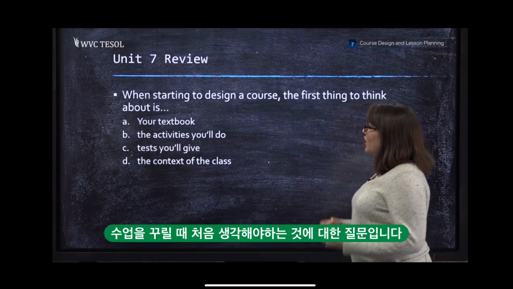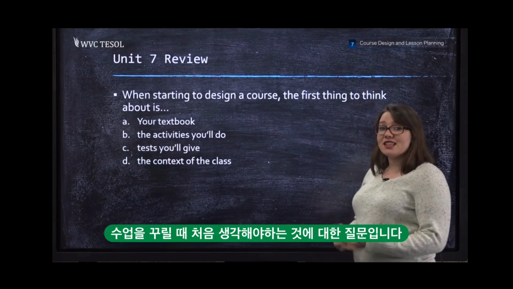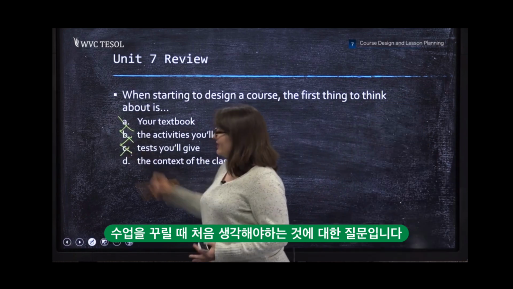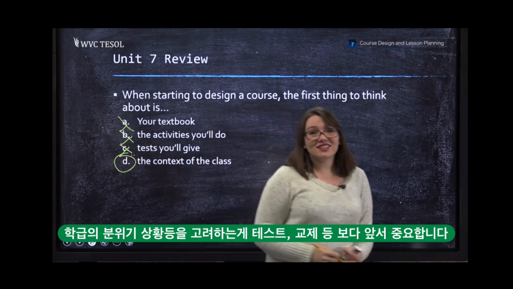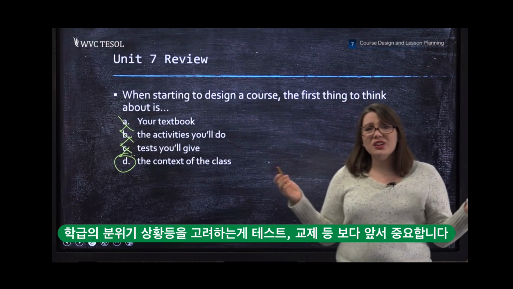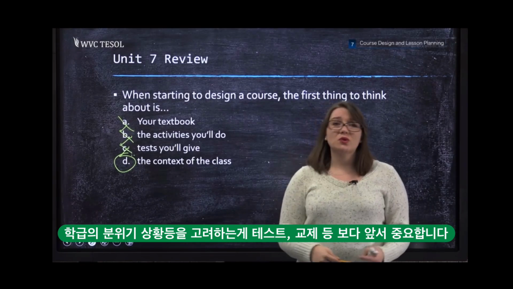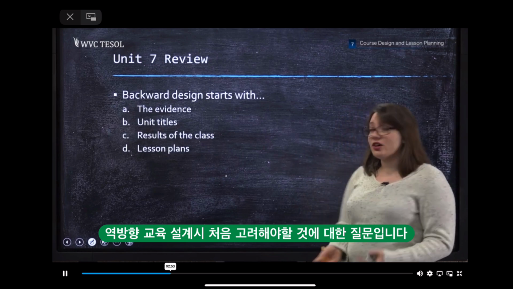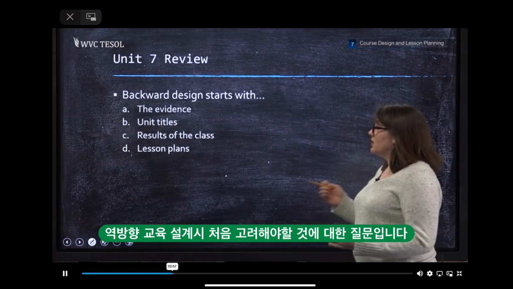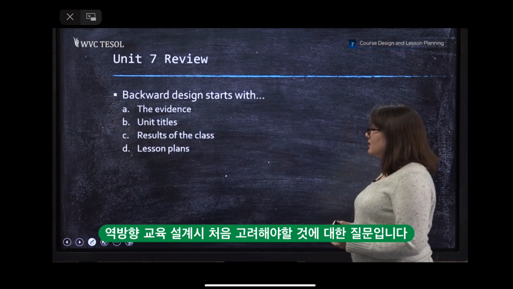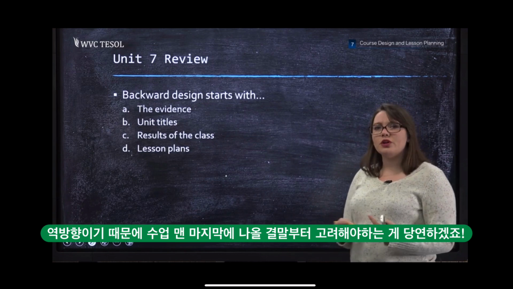Question 1. When starting to design a course, the first thing to think about is the textbook. So, ding! The context of the class. What are your students going to be like? What kind of space do you have? Resources. Backward design starts with the evidence, unit titles, results of the or the lesson plans. Try to remember what you know about backward design.